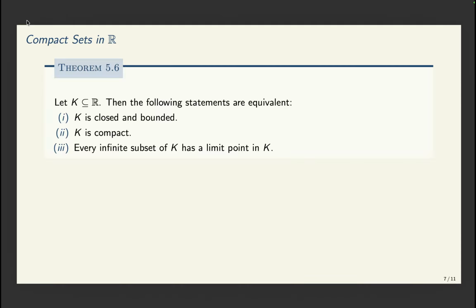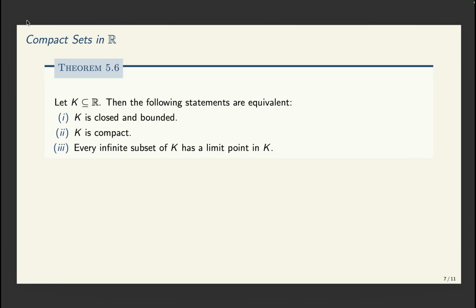And let me read it for you. So let K be a subset of R, and that is important. I should have written it in red. So this is only for R. The following statements are equivalent. K is closed and bounded. K is compact. Every infinite subset of K has a limit point in K.